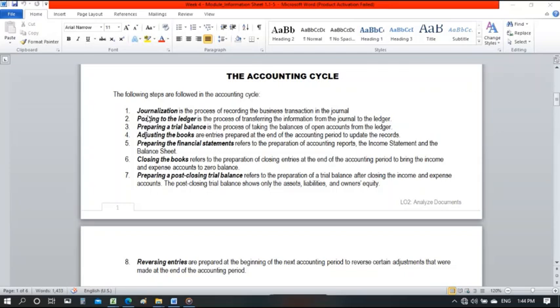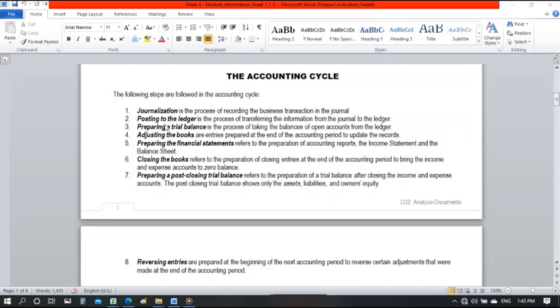So first is the journalization. It is the process of recording the business transaction in the journal. This is where we journalize or prepare the journal entry for the business transaction in a given period, which is usually per month. So this is where we prepare the journal. We write the date, the account titles and explanation, the post reference, and then the debit and credit amount.